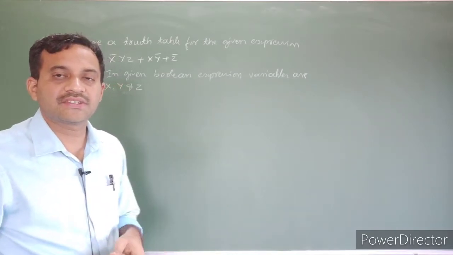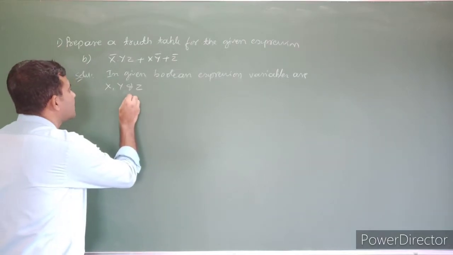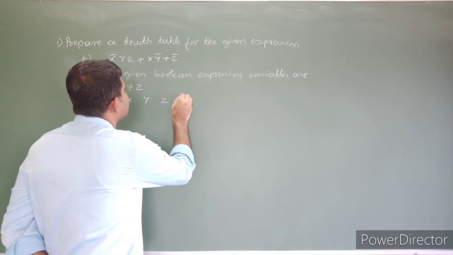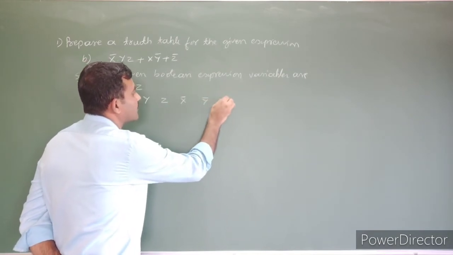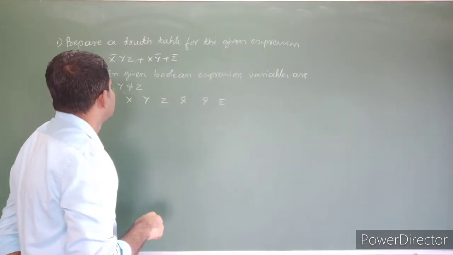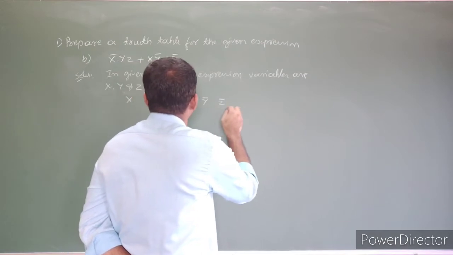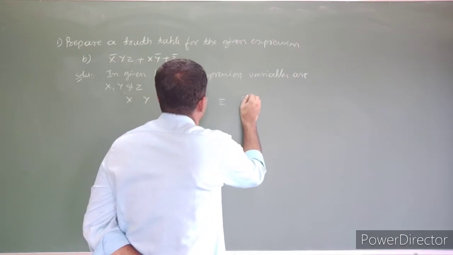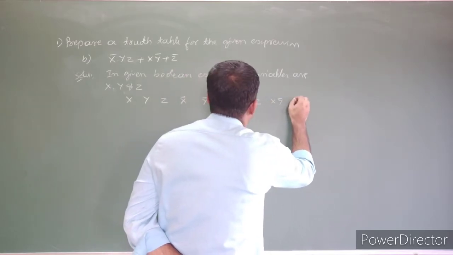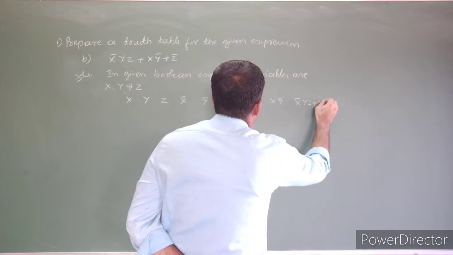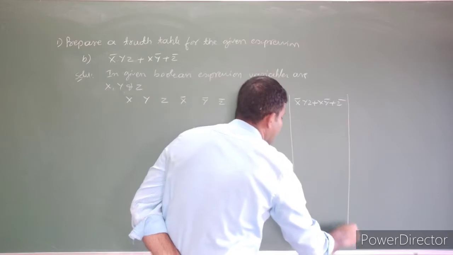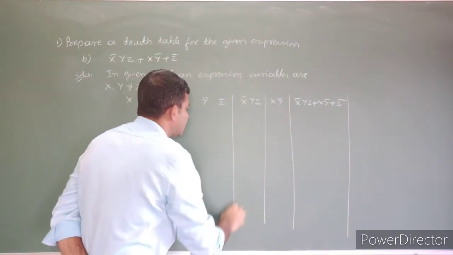Before going to write the combinations, first write the columns. The first column is x, y, z, then x bar, y bar, z bar, because each variable has its complement. Next one is x bar, y, z. Next one x, y bar. Finally x bar, y, z plus x, y bar plus z bar. These are the columns required.